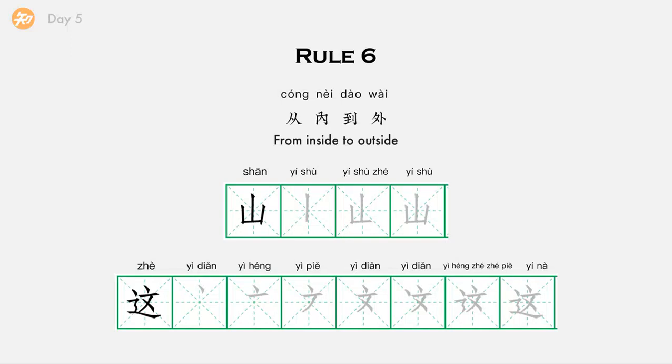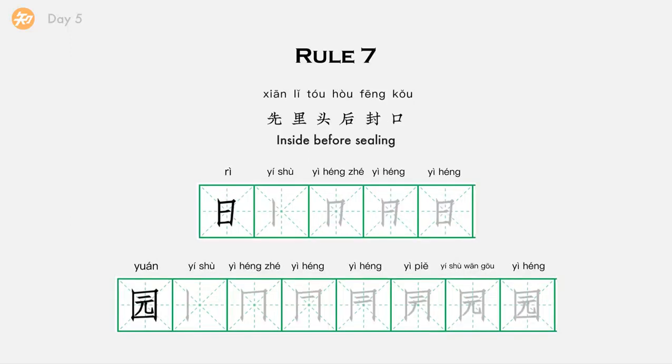Now, let's take a look at the second example. It's called 这, which means this. The correct order for this character is 一点，一横，一撇，一点，一点，一横折折撇，一捺。Rule number 7. Inside before ceiling. 先里头后封口。里头 means inside, the same as 内。封口 means ceiling.